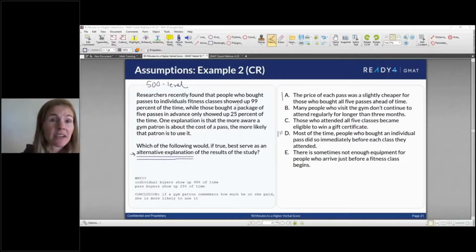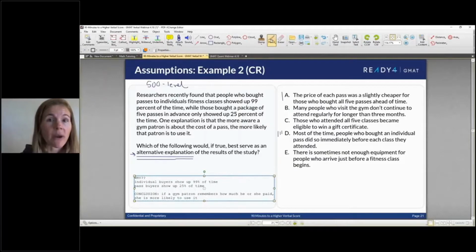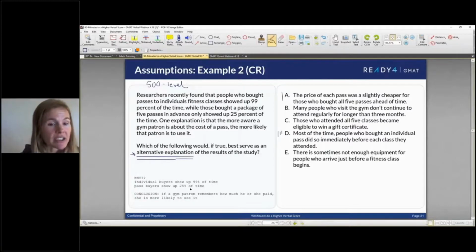Now, again, these are evidence, so we're not going to bother messing around with these. Evidence is evidence. We're not going to waste our time casting doubt on this evidence. So they're asking for an alternative explanation. The conclusion that the author comes to is, okay, individual buyers show up 99% of the time, pass buyers only show up a quarter of the time. Clearly, the reason the individual pass buyers show up is because they remember how much they paid. They just paid for it, okay?